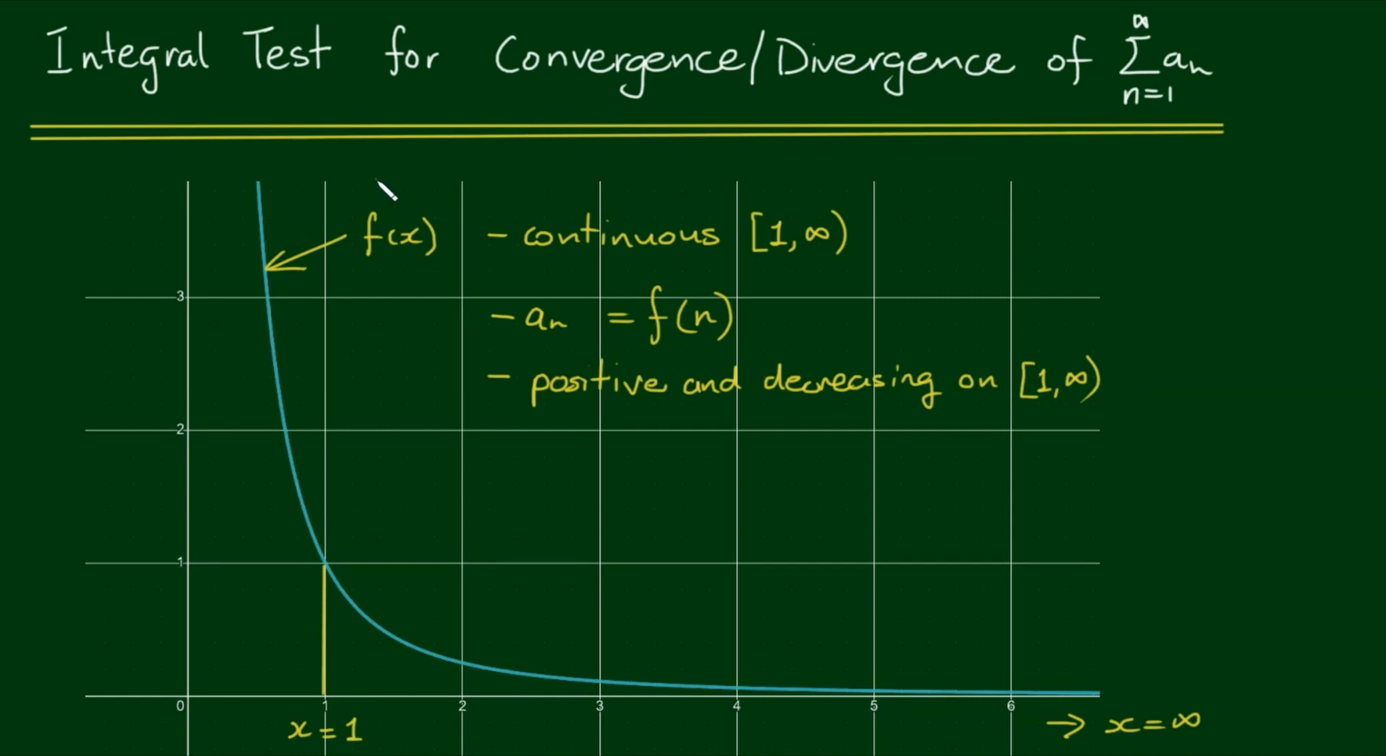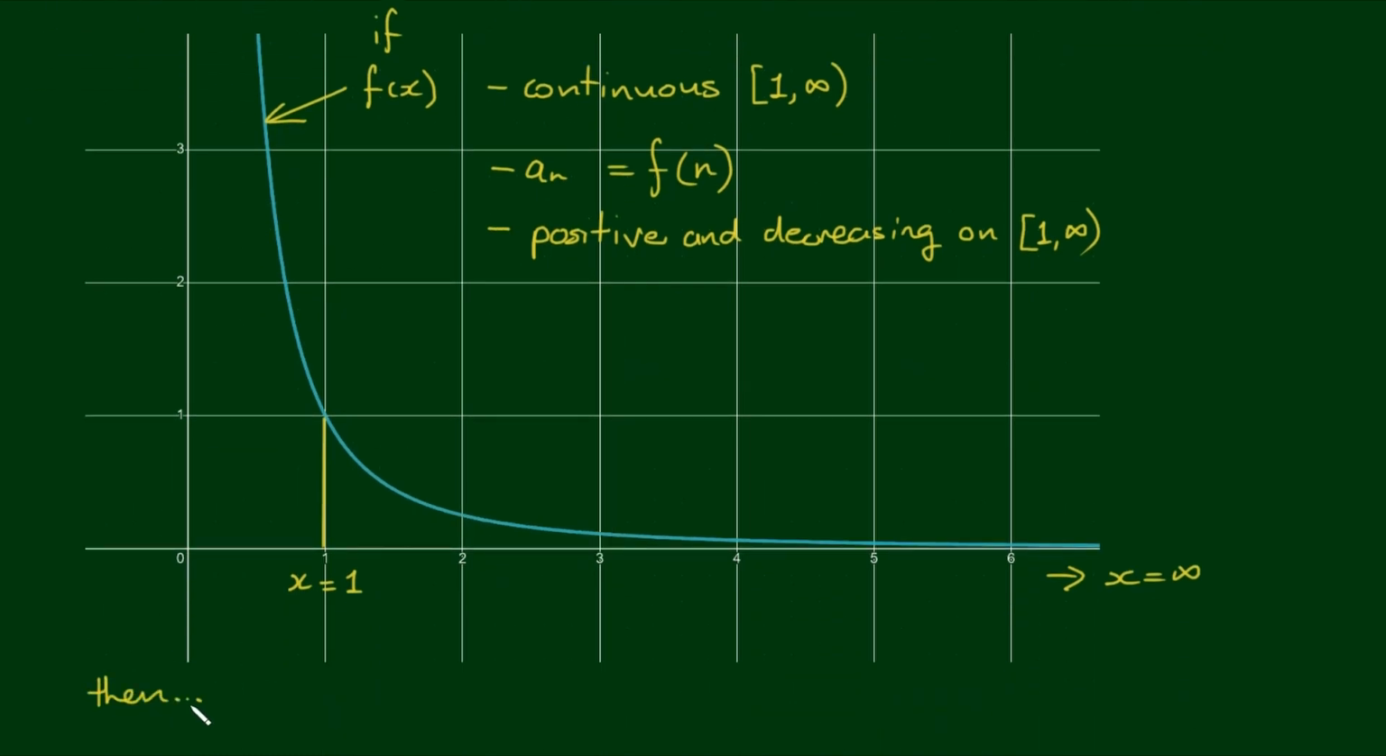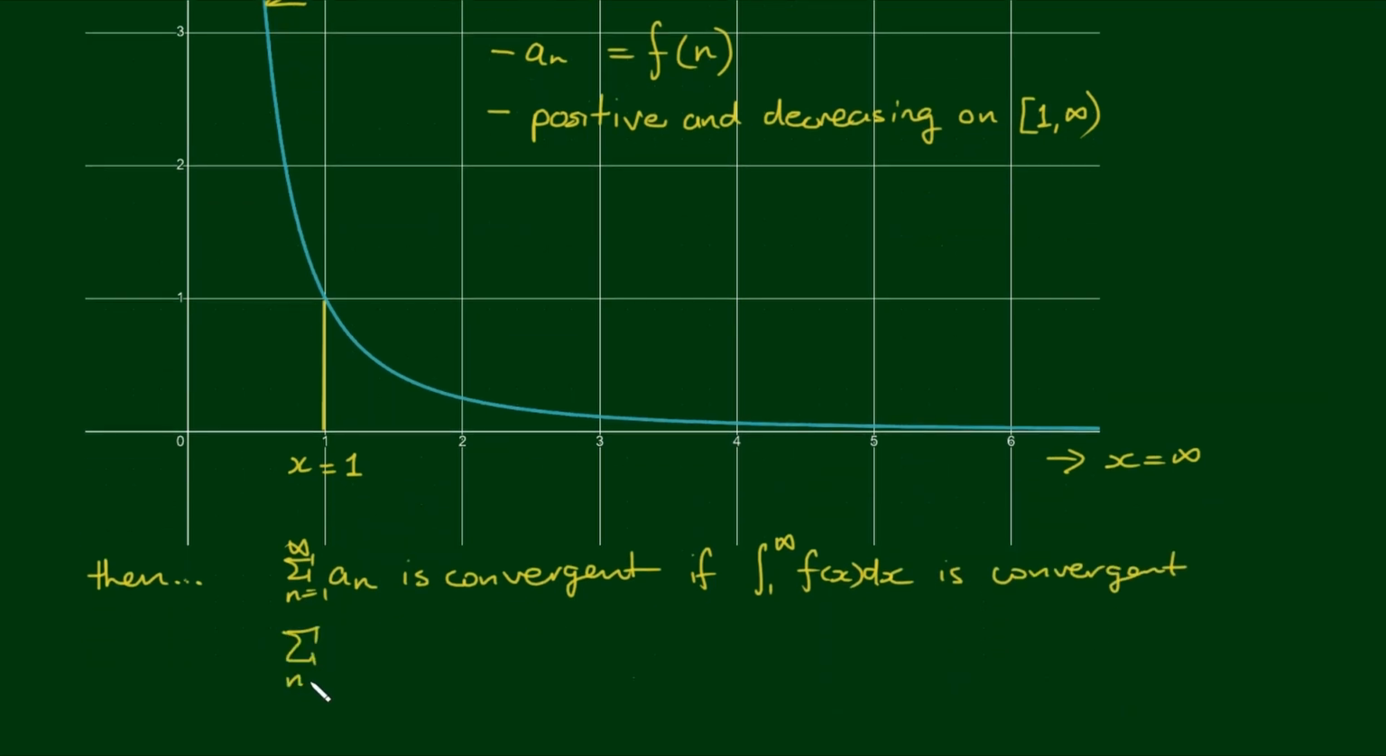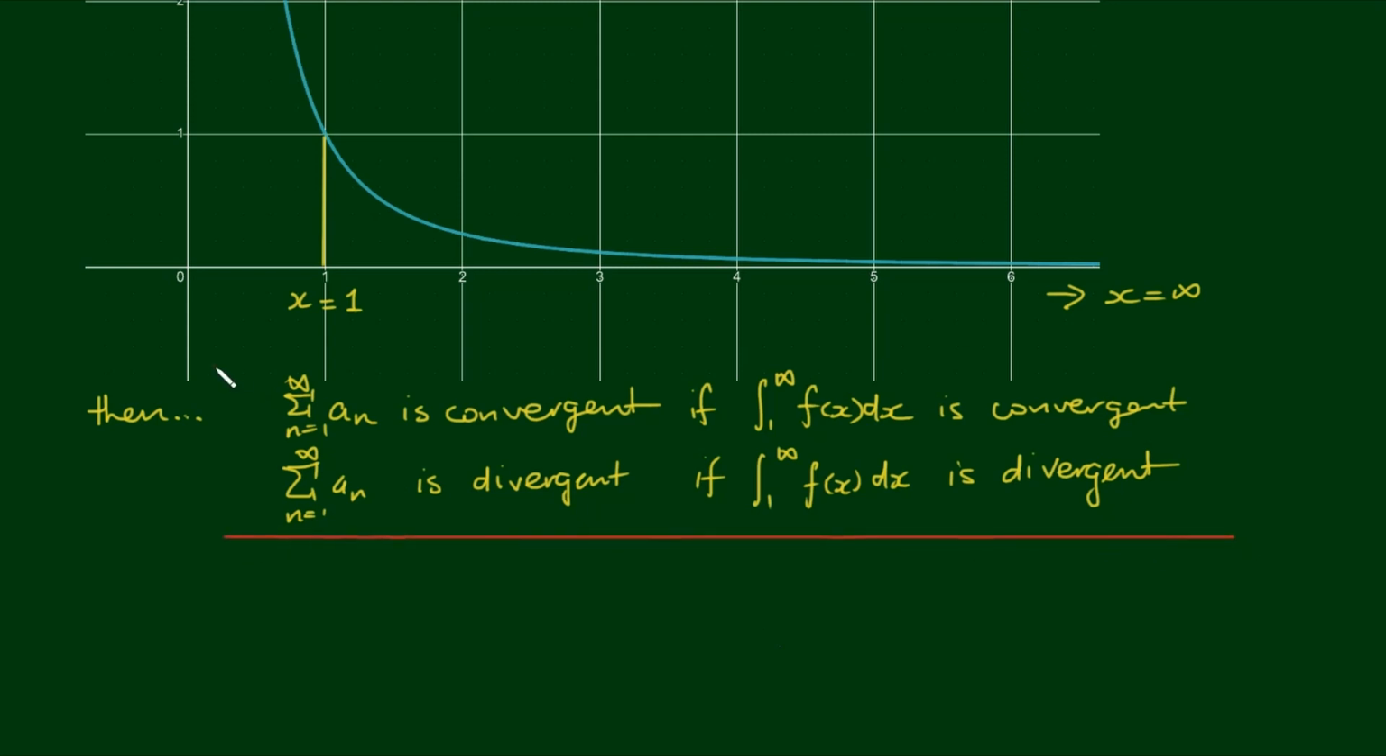So let's write the word if. So if a function is continuous on 1 to infinity, the term a sub n is equal to f at x equals n, and it's positive and decreasing on the interval, then the series sum to infinity of a sub n is convergent if the improper integral from 1 to infinity of f of x with respect to x is convergent, and the series from n equals 1 to infinity of a sub n is divergent if the improper integral from 1 to infinity of f of x dx is divergent. So let's box this rule for future reference.